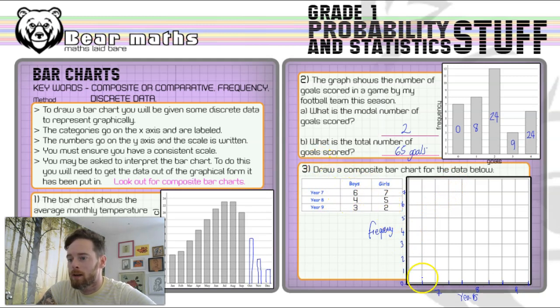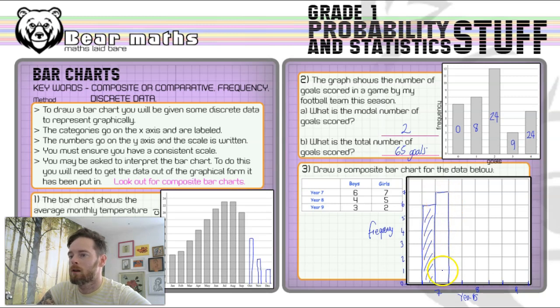Now, I'm going to draw some bars. Year 7, boys, 6. So go up to 6. Here's my bar for the boys with a ruler and a pencil, not just wobbly. And then you might want to just shade that in a particular direction. Okay, and then the girls is 7. What we're going to do with that is maybe just leave that one blank.